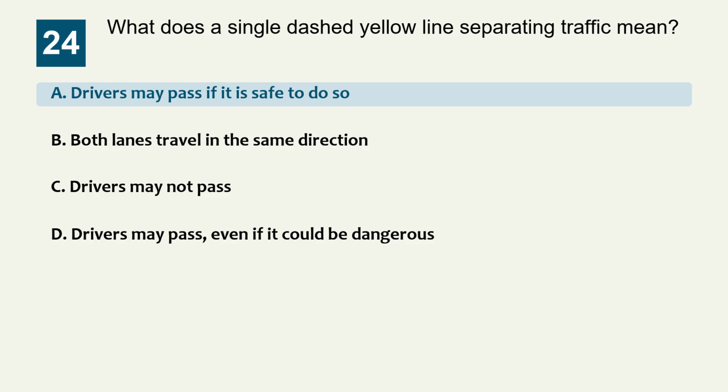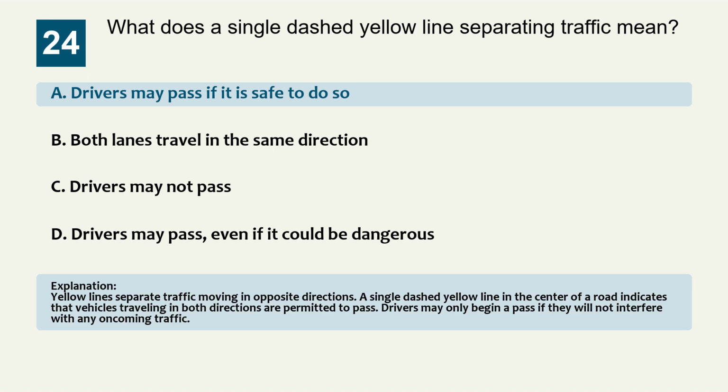The correct answer is option A. Drivers may pass if it is safe to do so. Yellow lines separate traffic moving in opposite directions. A single dashed yellow line in the center of a road indicates that vehicles traveling in both directions are permitted to pass. Drivers may only begin a pass if they will not interfere with any oncoming traffic.